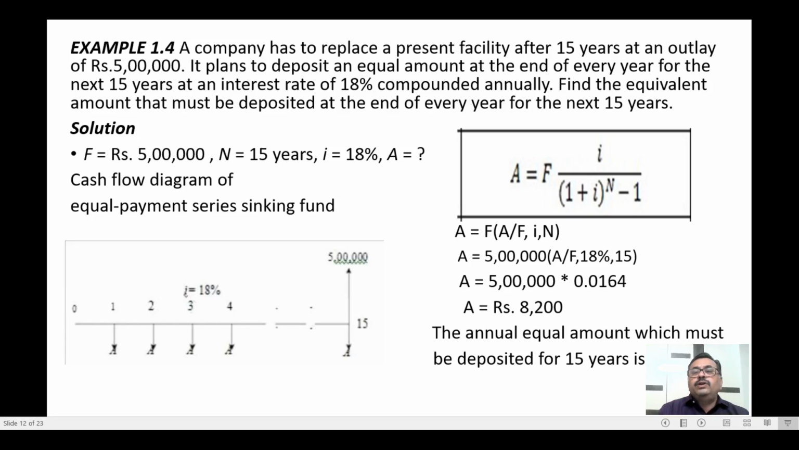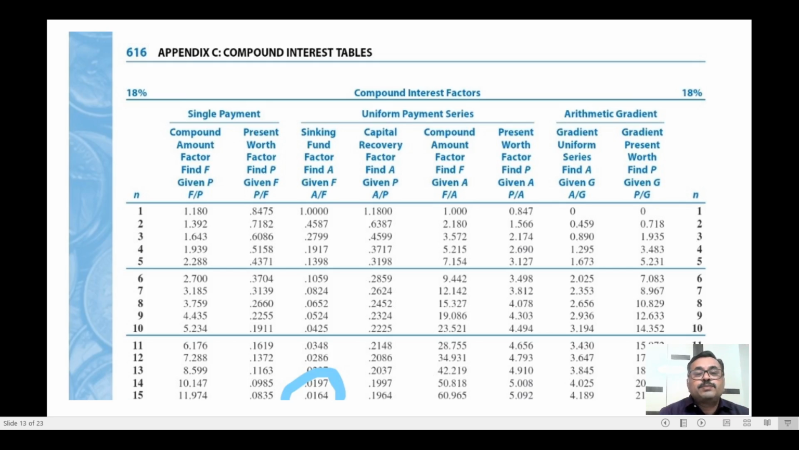Okay, how did you get this 0.0164? That you can see from this particular table. If you see the table, you go for the 18% and you go for the sinking fund factor. That is, where in the sinking fund factor you have to find A given F. F is 5 lakh rupees in this particular problem. A/F we have to calculate for the 15 years. N is equal to 15 years.